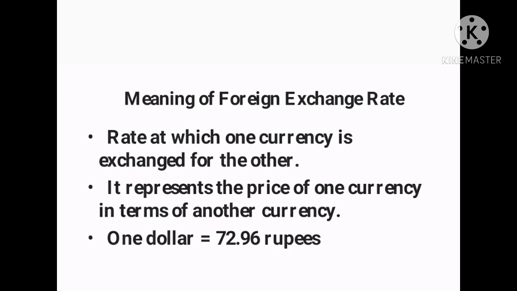Exchange rate fluctuates from year to year and even day to day according to the latest changes in supply and demand. $1 is equal to 72.96 rupees.